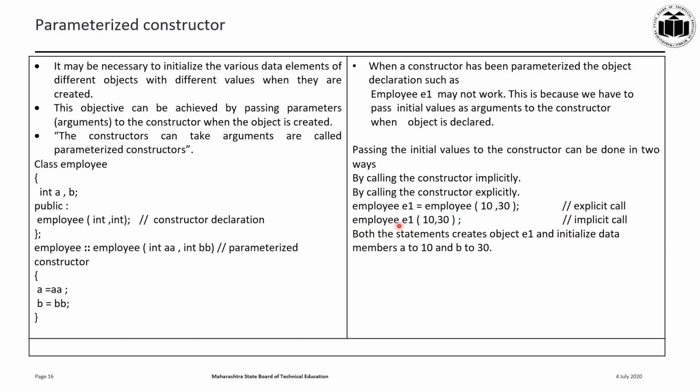How will we see it? employee e1(10, 30): it will automatically call, store the value of a as 10, assigned to a, and store the value of b as 30, assigned to b. But when you want to do the explicit call, you write the class name, then the object name, equal sign, then employee(10, 30). The working will be the same, but how to declare and create the object in void main is different.